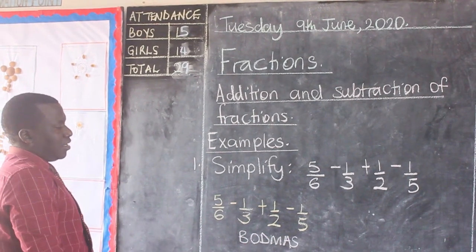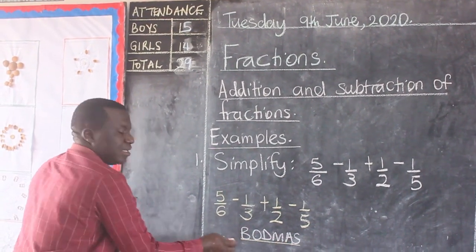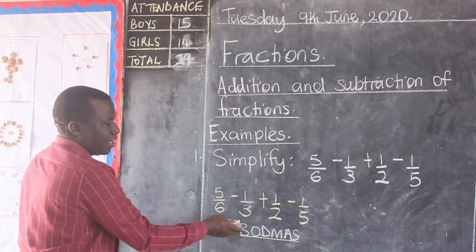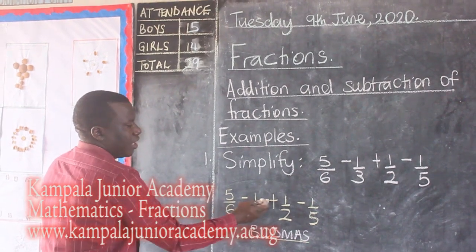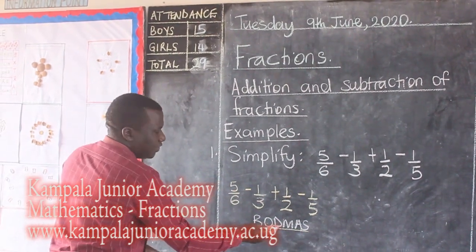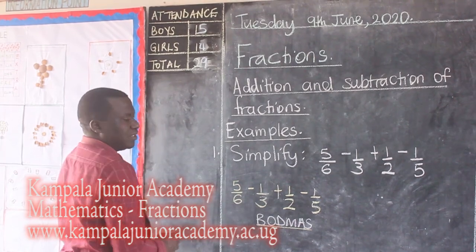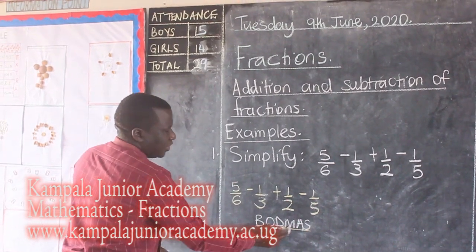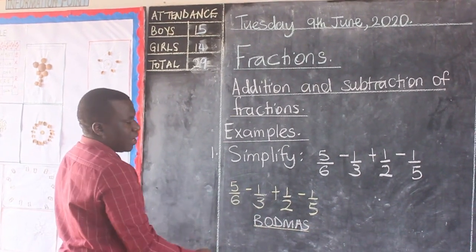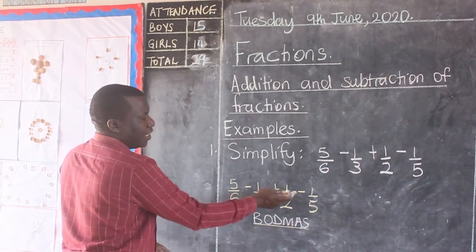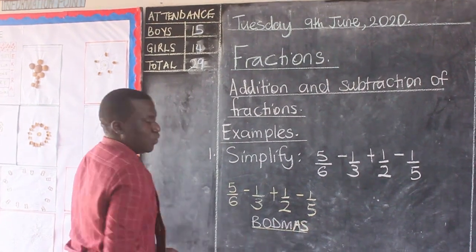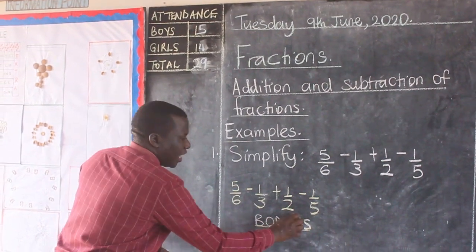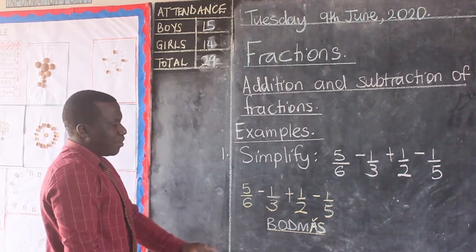The order of BODMAS states brackets, of which we don't have any there, of, there is none, division, we don't see any division, multiplication is not seen, so we have only subtraction and addition. So addition and subtraction, which one comes first? It is the addition. So addition comes first.